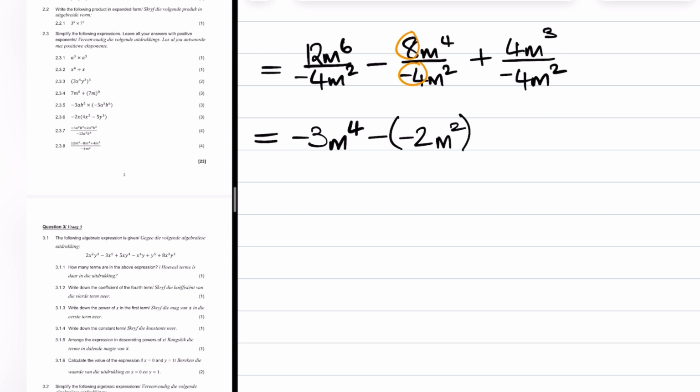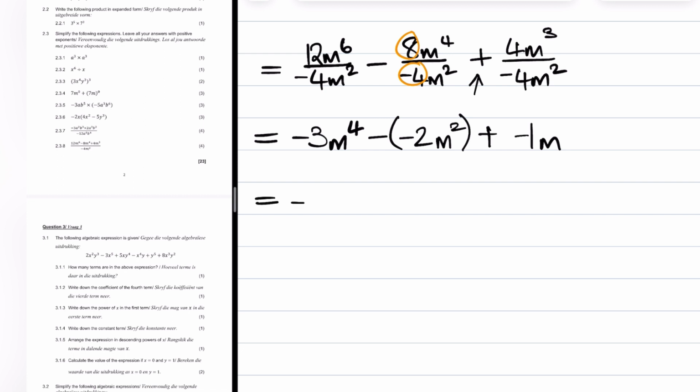Then in this one I've got plus, which is the plus that was over there. 4 divided by negative 4 gives us a negative 1. So just for illustrative purposes, I'm going to write the negative 1 here. And then for m to the power 3 over m to the power 2, that is m to the power 3 minus 2. And that will, of course, end up being just m. Now, it's a little bit messy still, so we're just going to clean up a bit.